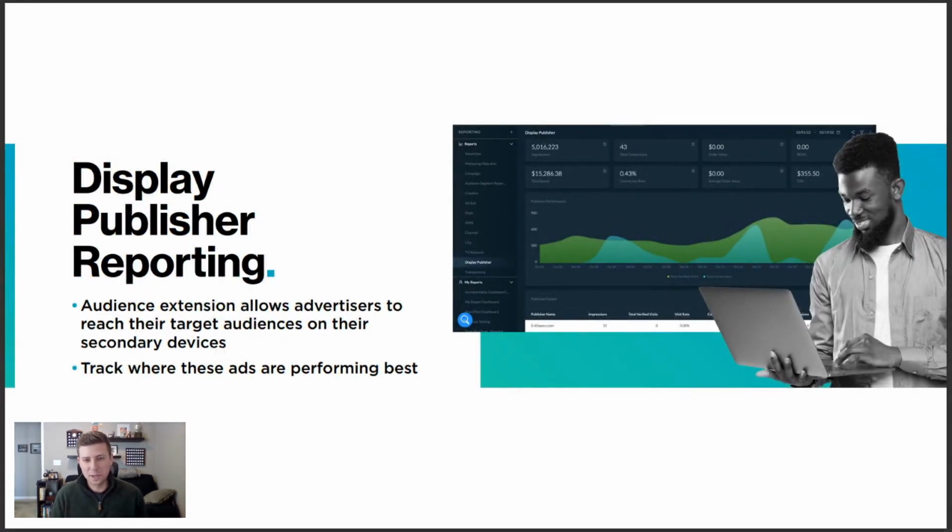And then, of course, we have display publisher reporting as well. This is very similar to the network reporting on the TV side, but more applied to the audience extension creative that you would run through the Mountain platform.